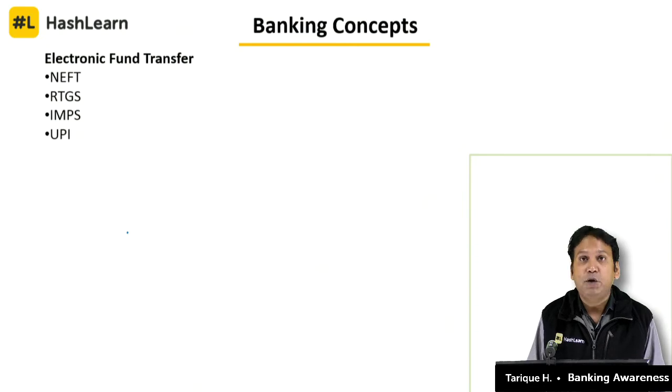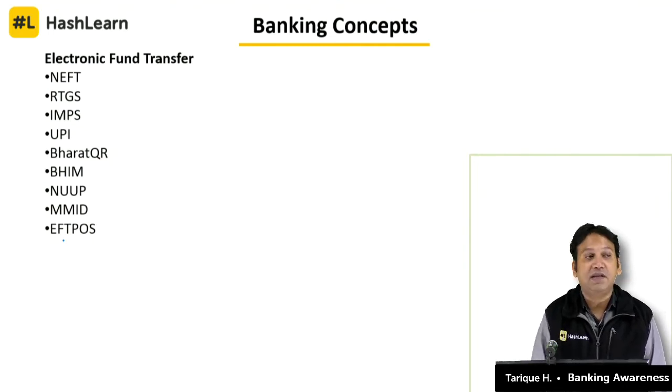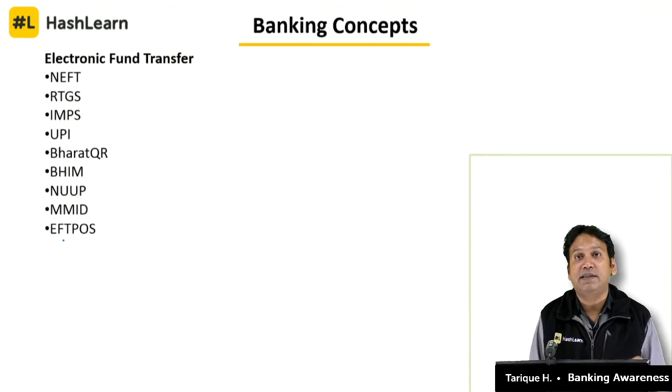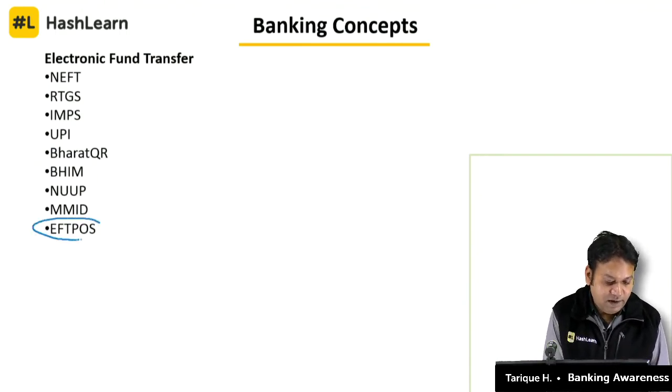IMPS, UPI, Bharat QR, BHIM, NUUP, MMID and EFT POS. So these are the things. You can see 9 different things are there that you must be familiar with. These are very important and critical for your examination. Okay. Now out of this we will not be discussing EFT POS separately.